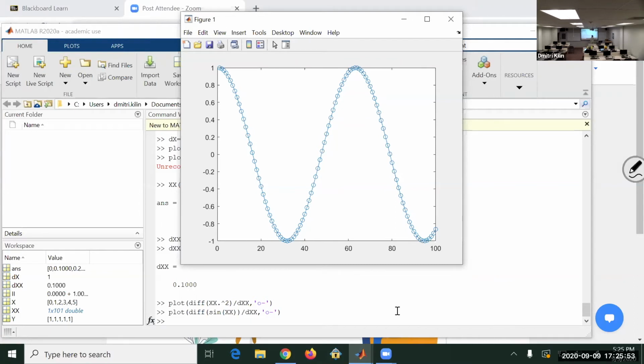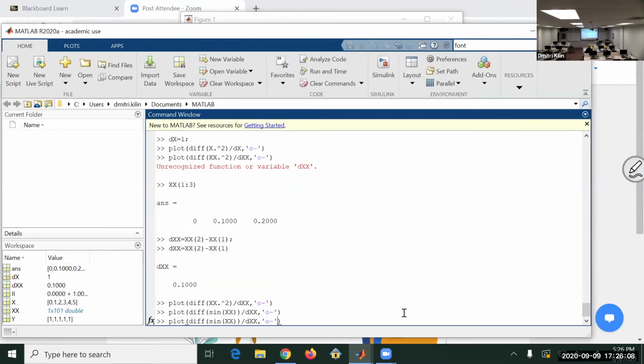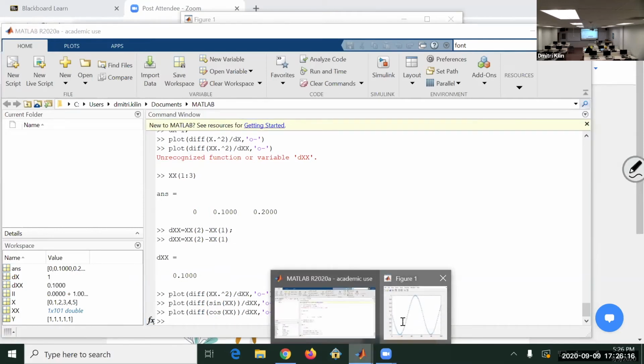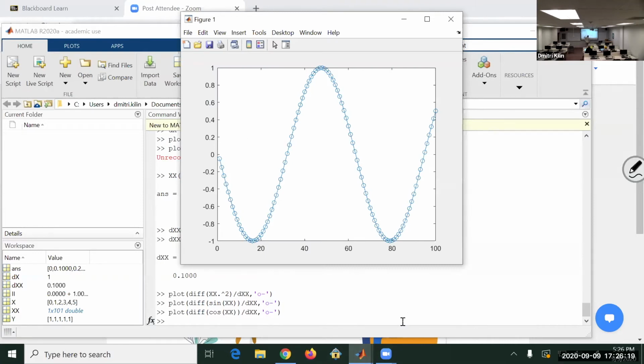So we just implement the definition of derivative. So difference of the nearest neighbors divided by increment of the argument, right? What's the derivative of cosine? Let's check. It starts from 0, goes down, reaches value 1, and then starts oscillating further. Make sense? Okay.